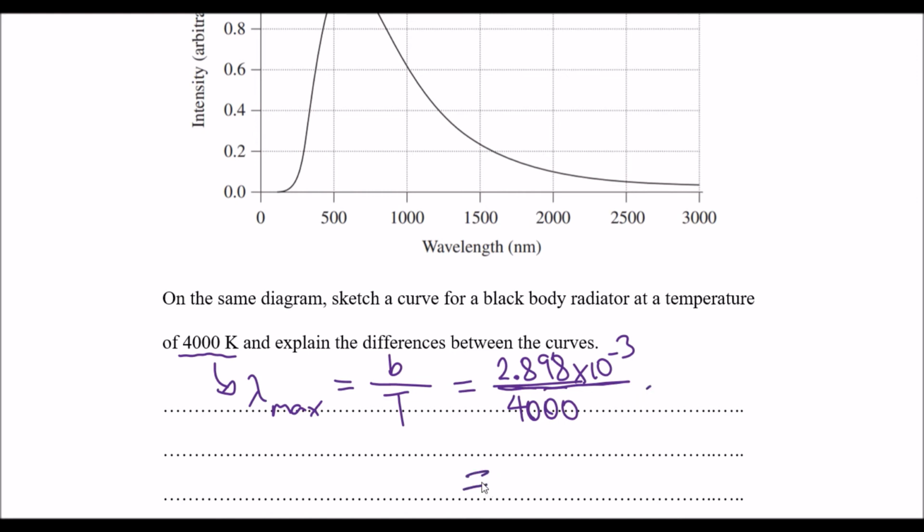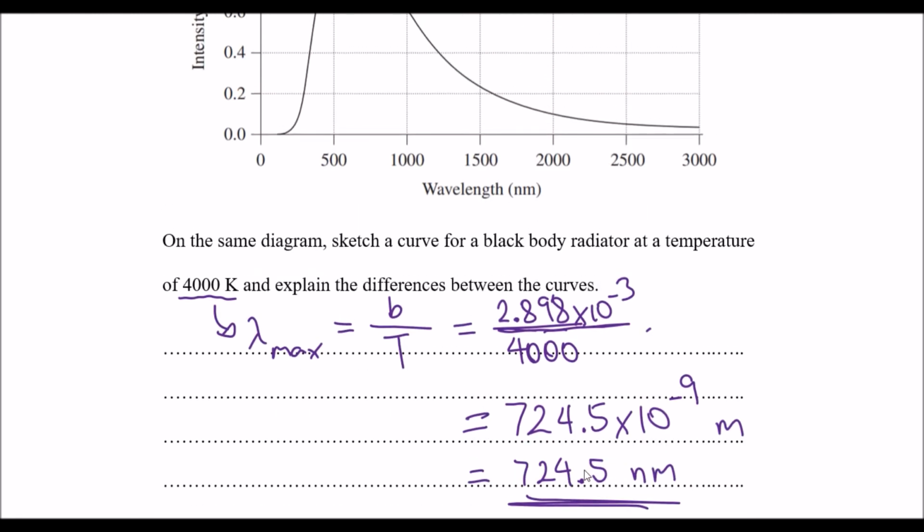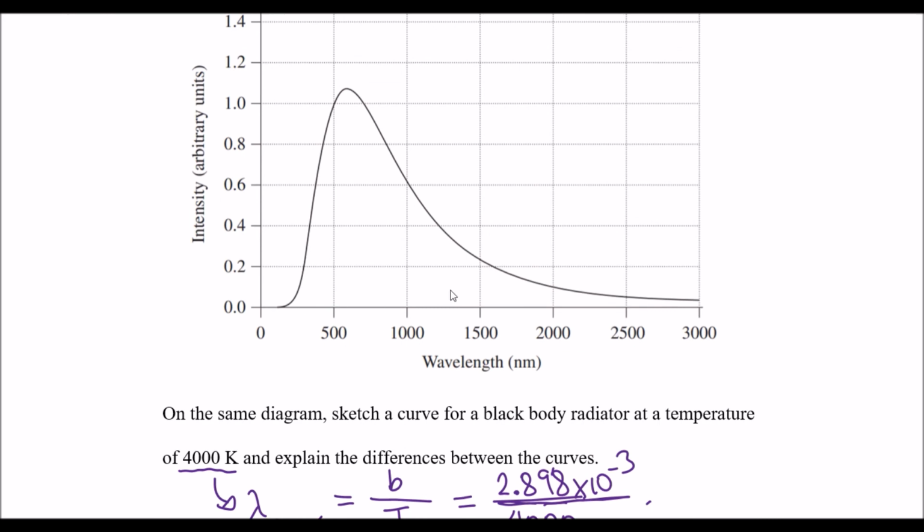I'll write it down here actually. So we get 724.5 times 10 to the power minus 9 meters. That's the same thing as saying we have 724.5 nanometers. So if we find that on our chart, it'd be around a range around here.